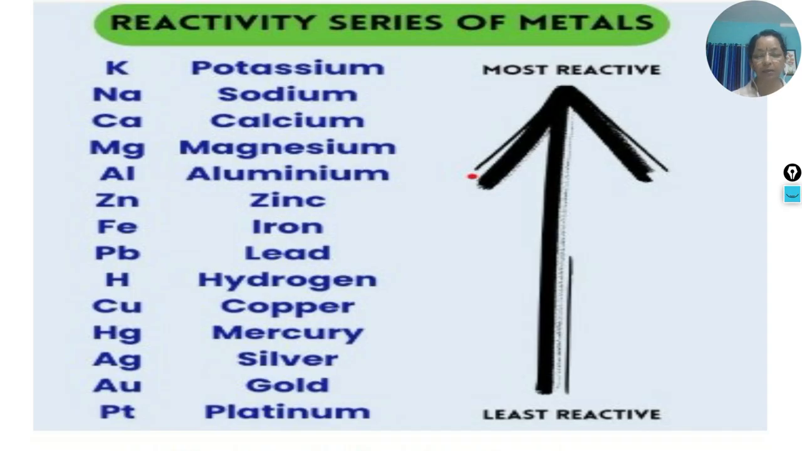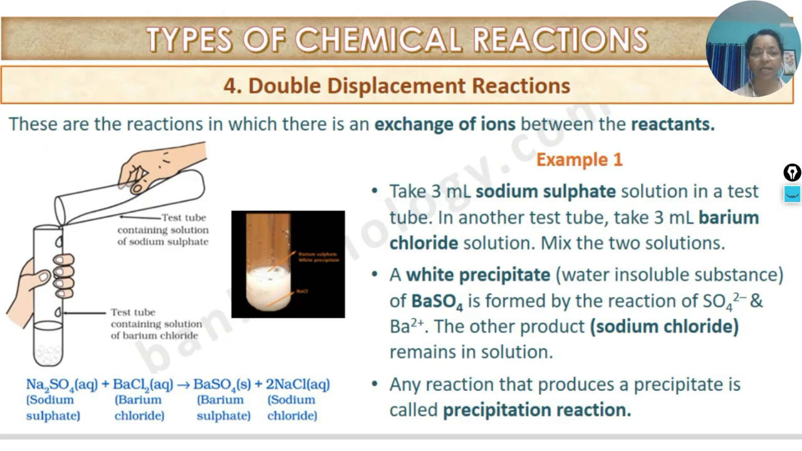So this reactivity series helps us identify which is more reactive and which is less reactive. So that is displacement reaction, single displacement. Now the fourth type is double displacement reaction. The name itself suggests it is mutual displacement, or in other words, it is an exchange of ions between the reactants.